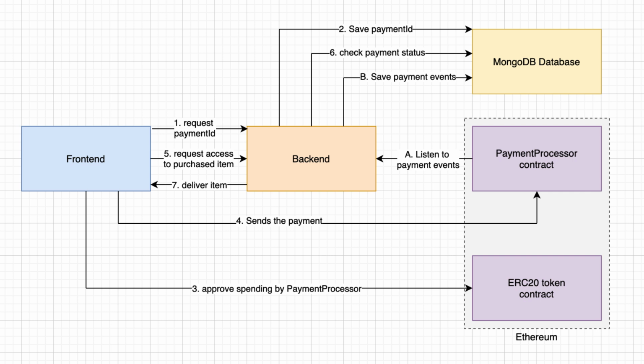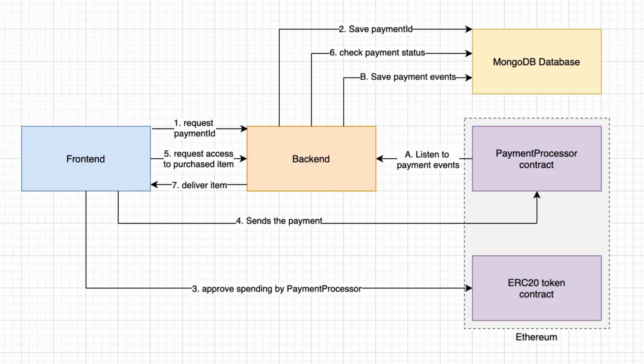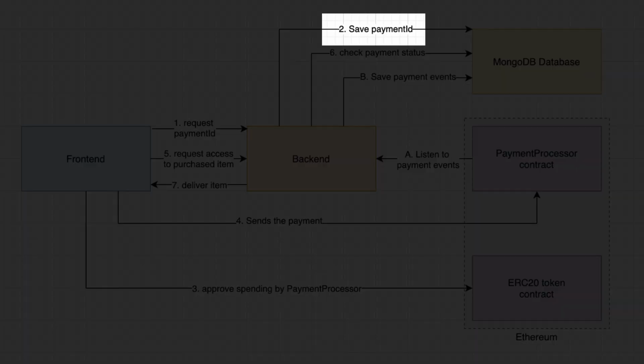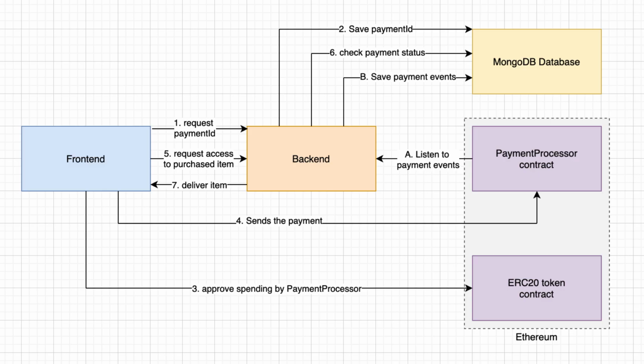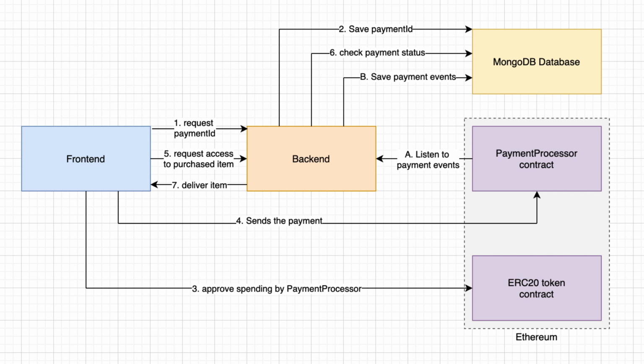So first, the user clicks on a button to place an order. So this initiates the payment process. The front end calls the API of the backend to generate a payment ID. Then the backend saves this payment ID in a MongoDB database and sends back the payment ID to the front end. Then the front end will actually do the payment on the Ethereum blockchain.